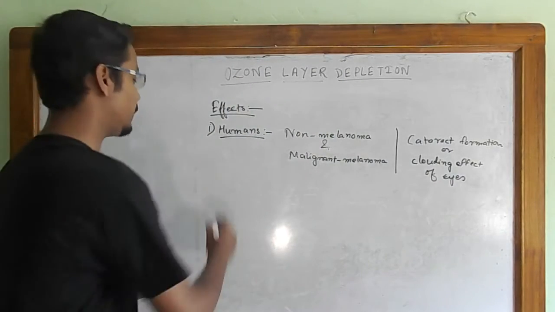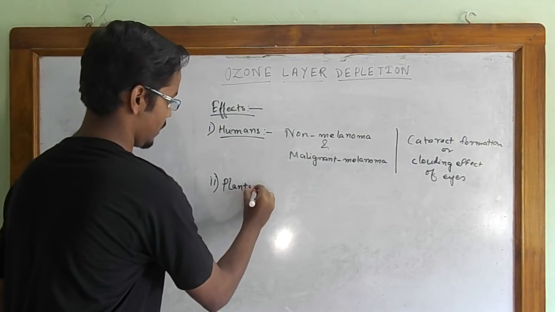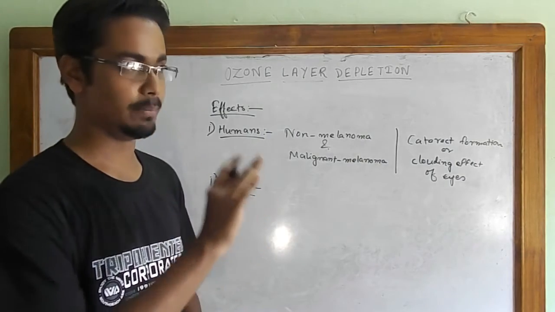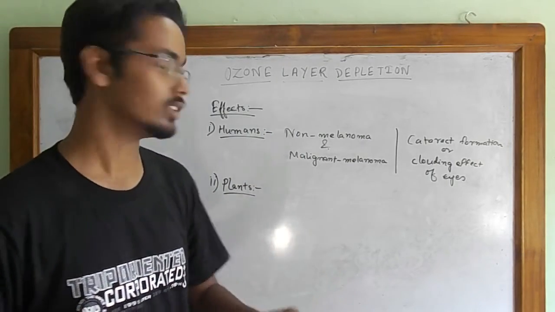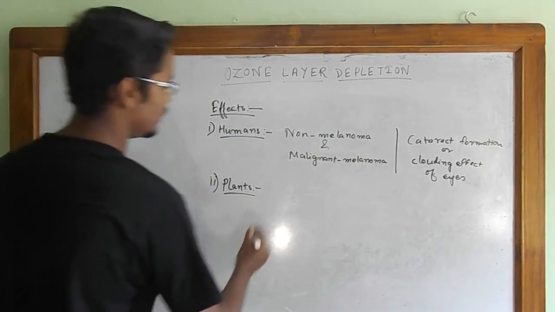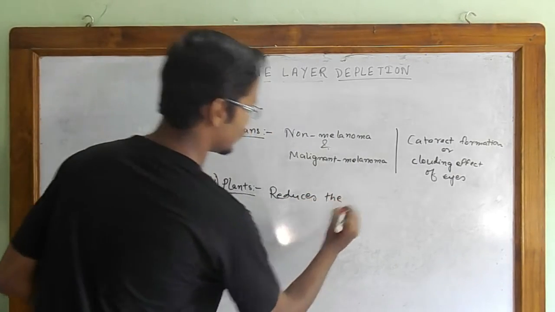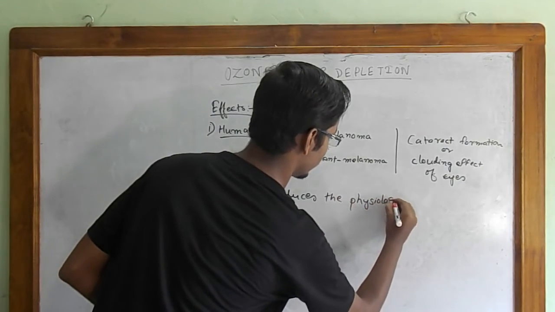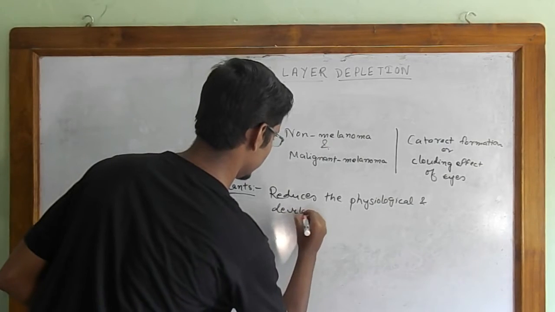Now moving on to plants. The UV rays entering the atmosphere through the ozone layer depleted parts highly retard the physiological and the developmental processes of the plants. So what it does is that it reduces the physiological and developmental processes.